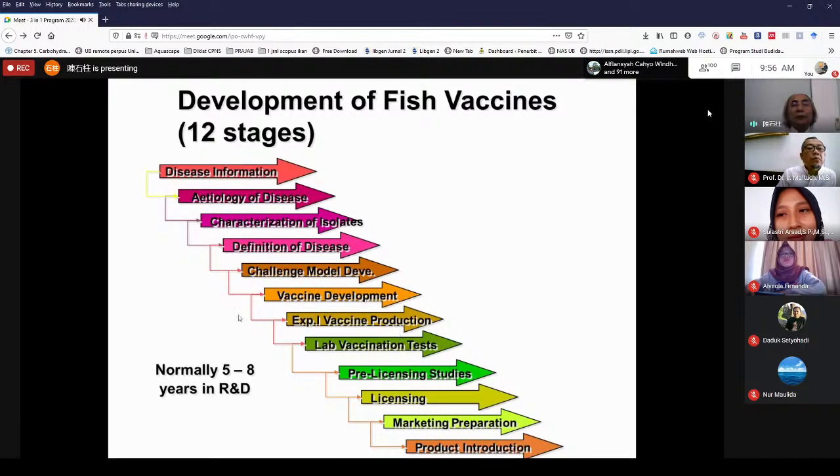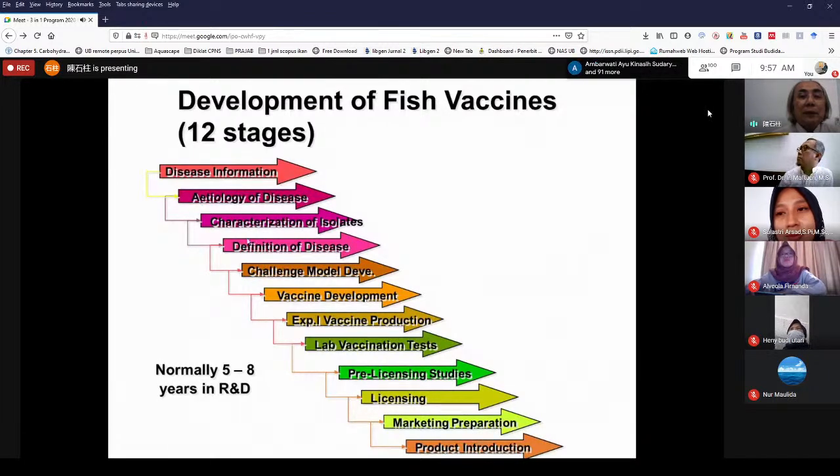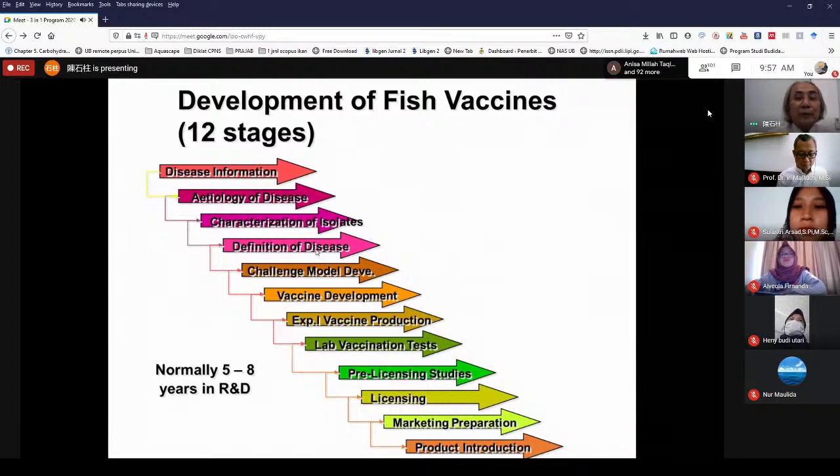So the development of a fish vaccine usually has 12 stages. The first stage, you should understand the disease information. The second one is the etiology of the disease. The third one is the correlation of the isolate. You should confirm what kind of bacteria or virus infects the fish, and understand how the virus or bacteria induce the disease. We call that the pathogenicity and the pathogenesis.